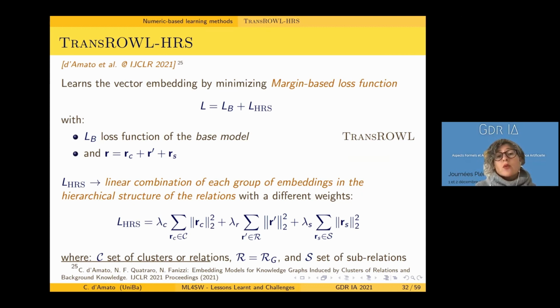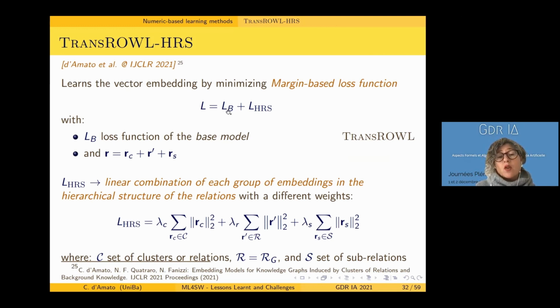And here we need to consider that now the vector embedding of the relationship is the linear combination of three different components: the clusters of the relationship, the actual relationship, and the sub-relationship. As such, the loss function of the hierarchical relational structure is expressed as the linear combination, as reported here, of each group of the embeddings in the hierarchical structure of the relationship, with possibly different weights.